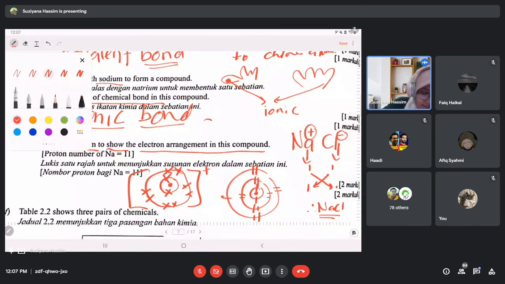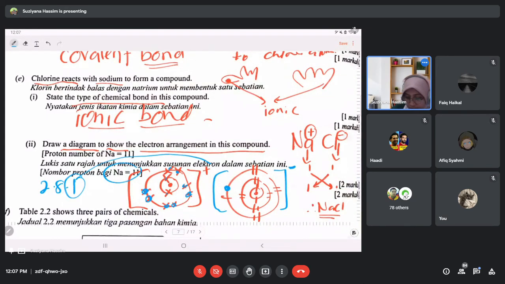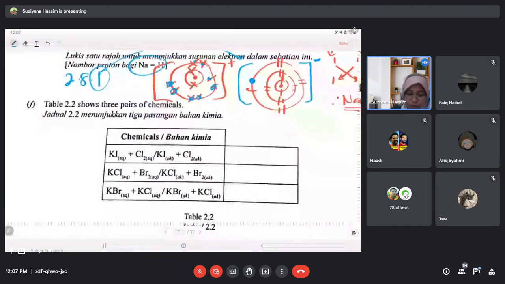Ambil warna lain. This one. Okay, so 1 from here, kita transfer ke here because it's transferring electron. So, alright. This is the product. Okay, ionic compound. Teacher, where does it come from here? Because proton number 2.8.1. So this one releases, masuk kat sini lah. This is the ionic compound. Okay. Next one.